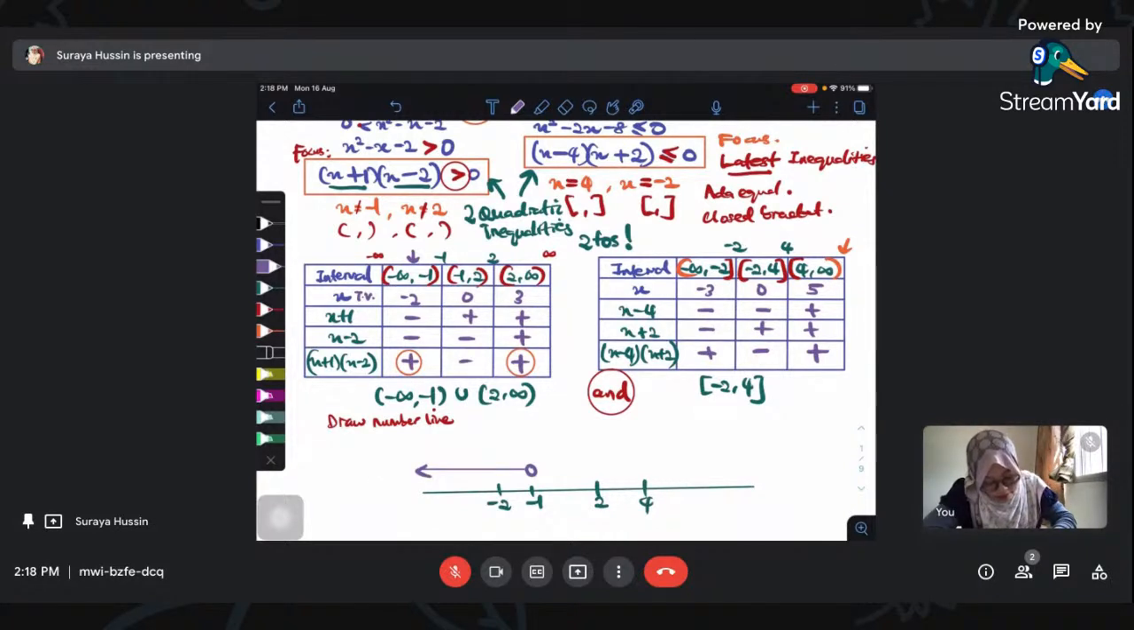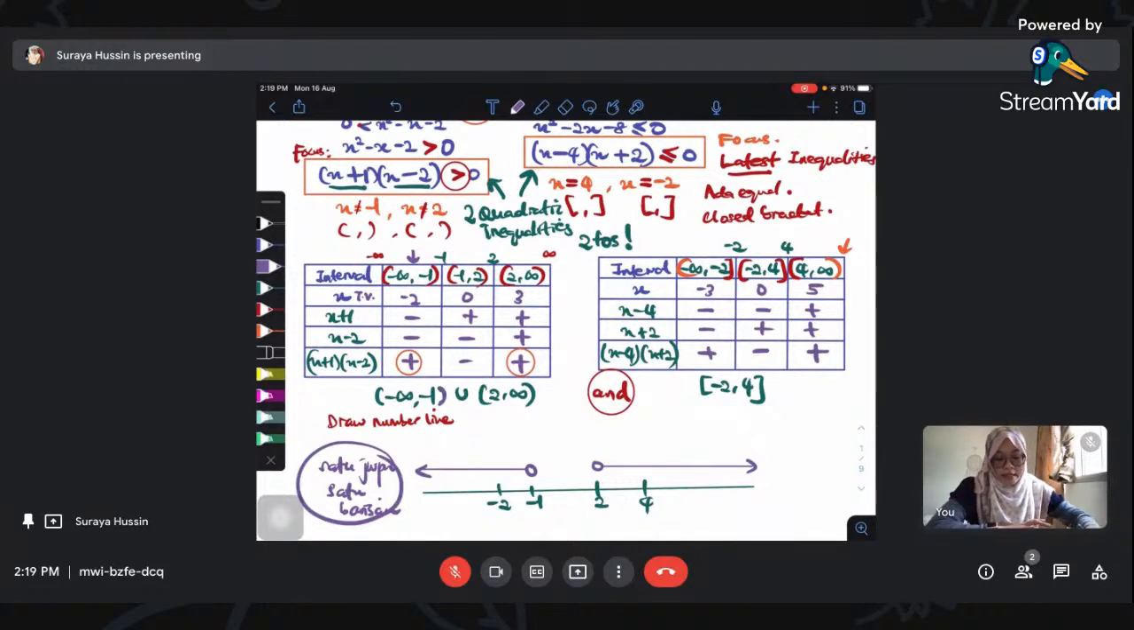Tapi dia empty circle disebabkan dia open bracket ya. And then 2 to infinity. Okay, dia satu line. So satu jawapan here, satu jawapan, satu barisan lah. Satu jawapan, satu barisan. So this is one answer.